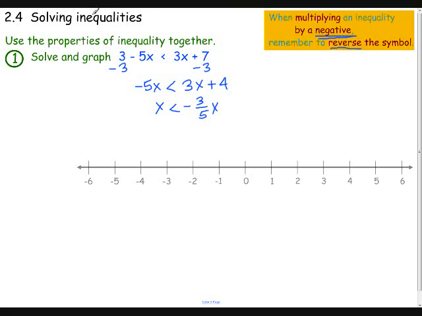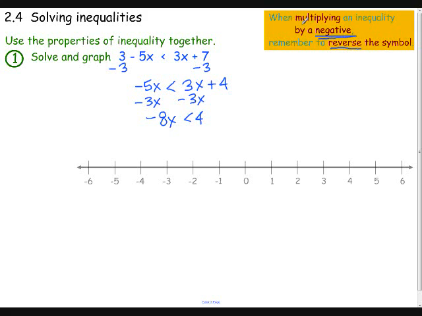Oh, I don't want to do that yet. No, take that back. What did I forget to do? I need to get all my x's on one side. So I'm not going to use this property yet. I'm still going to work with the addition property. I'm going to add a negative 3x to both sides. That'll give me negative 8x is less than 4.